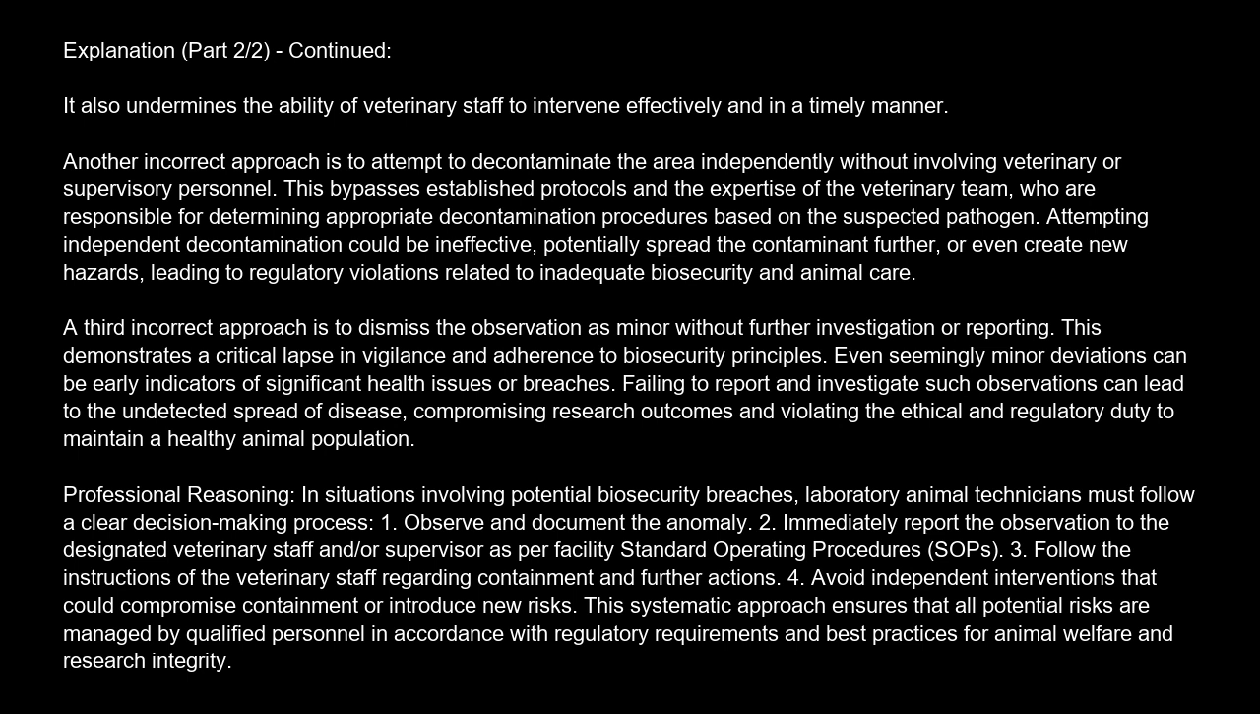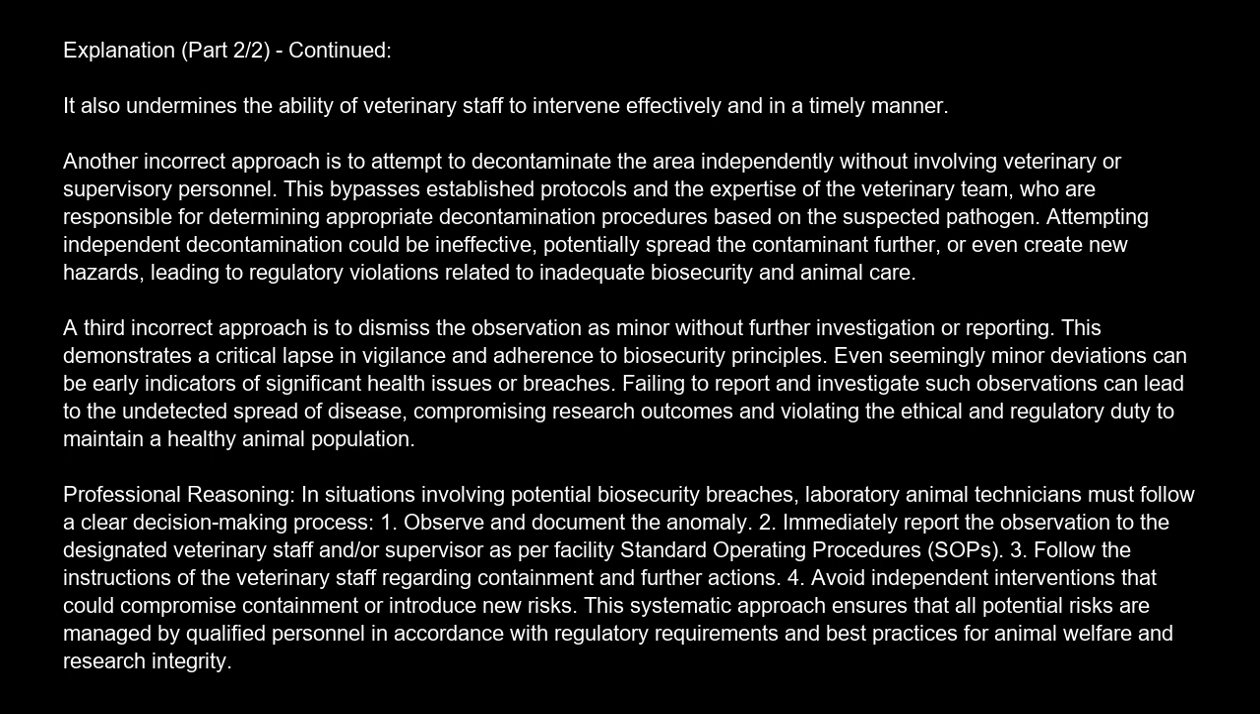Another incorrect approach is to attempt to decontaminate the area independently without involving veterinary or supervisory personnel. This bypasses established protocols and the expertise of the veterinary team, who are responsible for determining appropriate decontamination procedures based on the suspected pathogen. Attempting independent decontamination could be ineffective, potentially spread the contaminant further, or even create new hazards, leading to regulatory violations related to inadequate biosecurity and animal care.